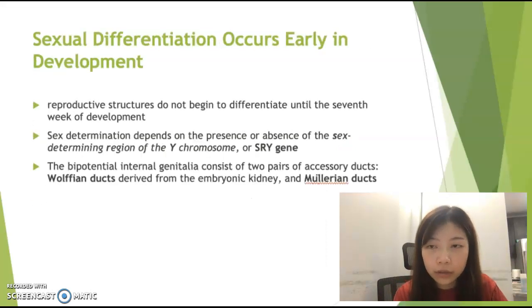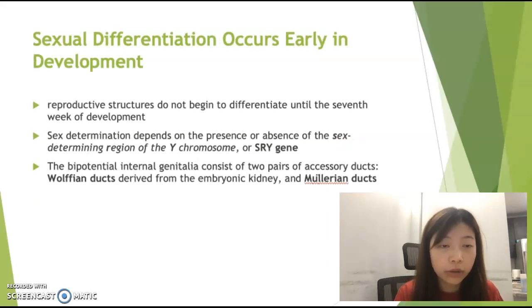The sex of an early embryo is difficult to determine because reproductive structures do not begin to differentiate until the 7th week of development. Before differentiation, the embryonic tissues are considered bipotential because they cannot be morphologically identified as male or female.